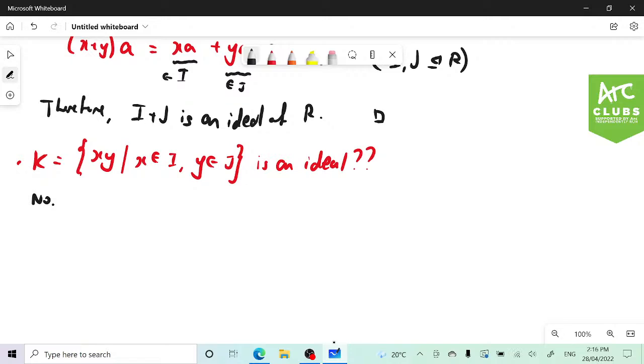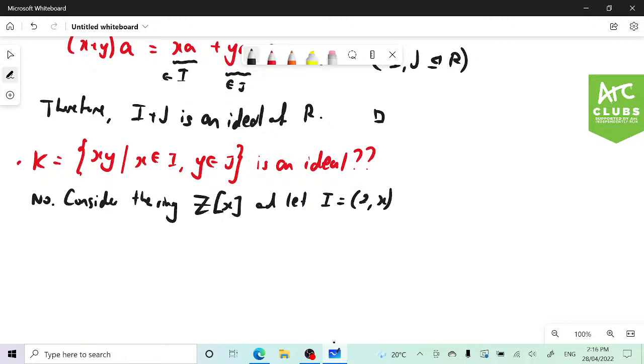So consider the ring of polynomials with integer coefficients. And let I equal the following ideal: we're going to consider 2x. And J is going to be the ideal generated by 5 and x.